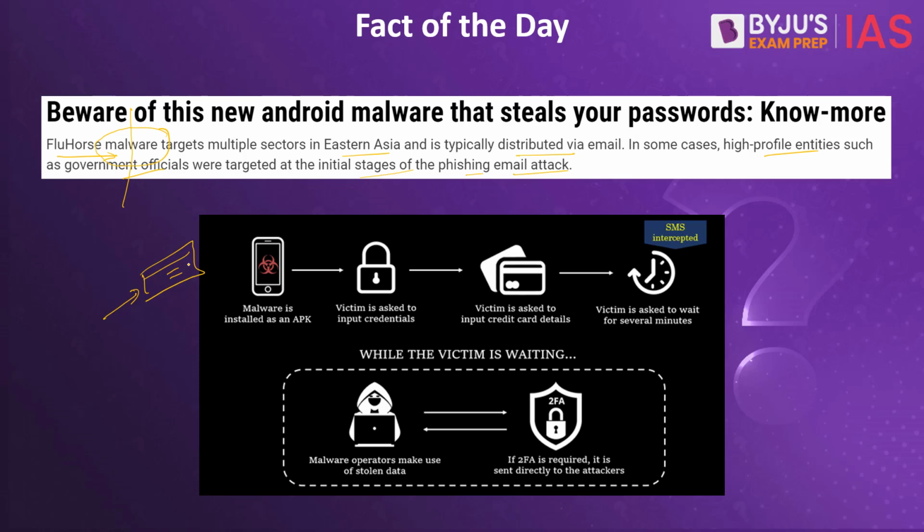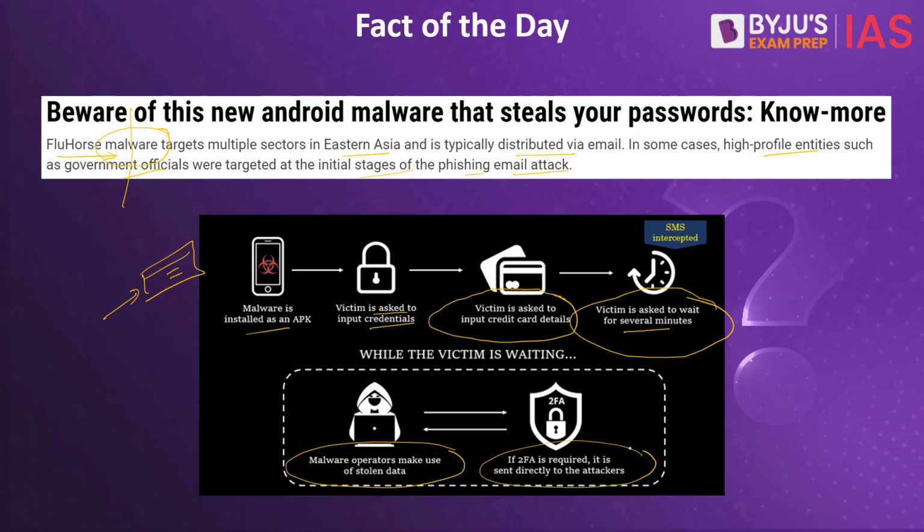So what exactly happens in the FluHorse malware? It is a malware which is installed as an APK. The victim is asked to input the credentials. The victim is asked to input credit card details as well. And before the message comes, they'll be able to set up the entire procedure. The victim is asked to wait for several minutes. While the victim is waiting, malware operators make use of the stolen data. If 2FA is required, it is also sent directly to the attackers as well.